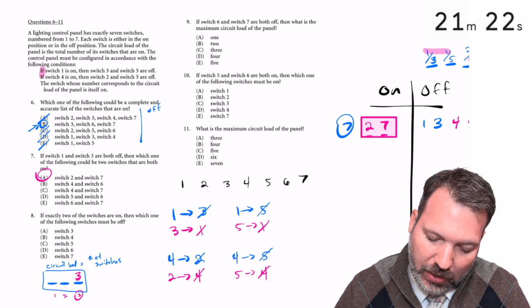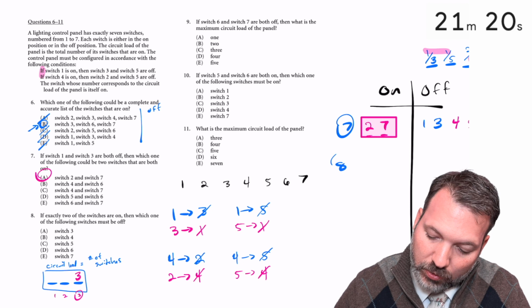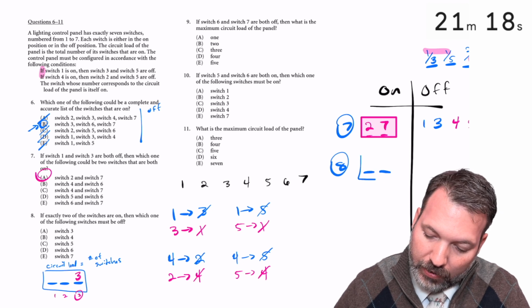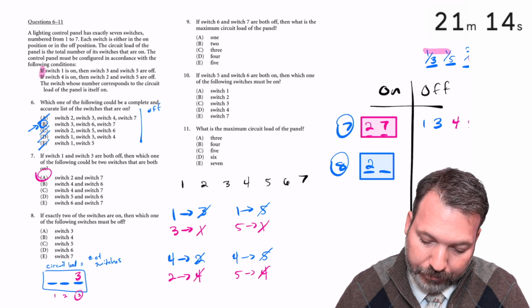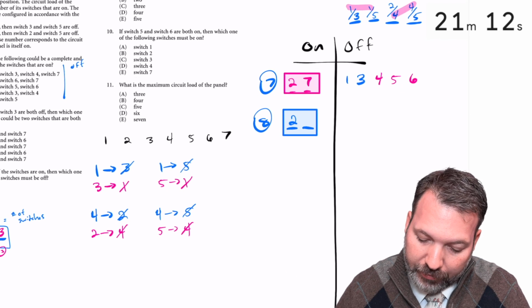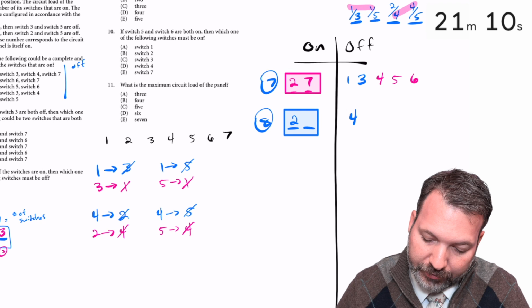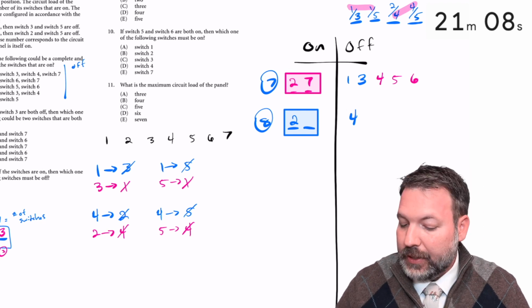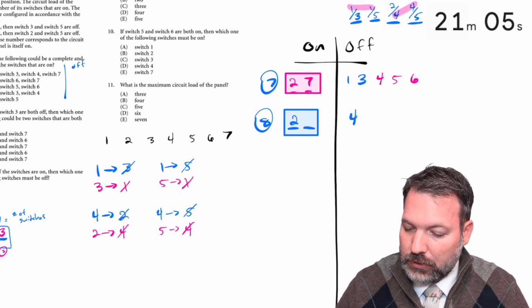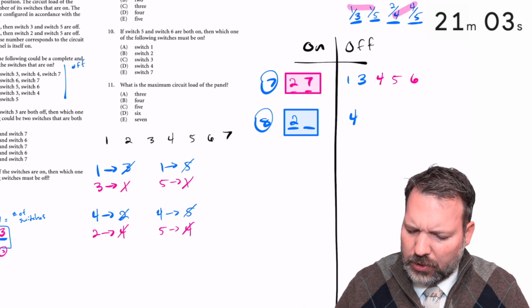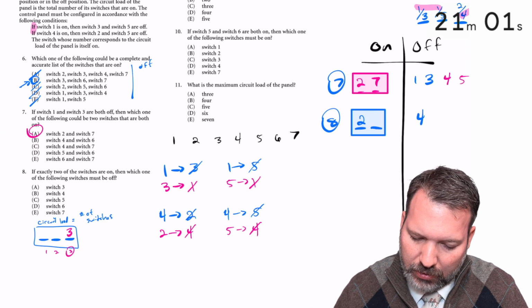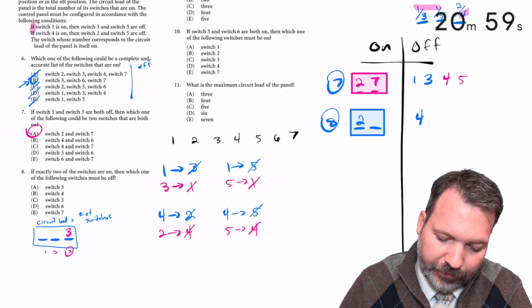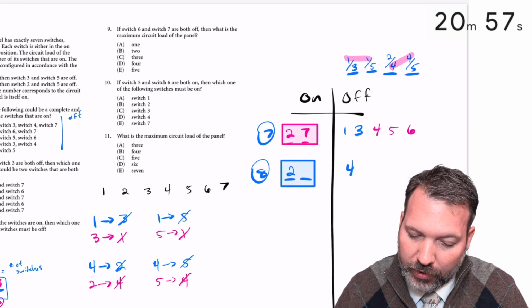Number 8, if exactly 2 switches are on, so right away I can tell that means switch 2 has to be one of them, which must be off. Well, if 2 is on, 4 is off. What else do we know if 2 is on? Oh, it doesn't matter. 4 must be off. 8 is B. Okay, very good.